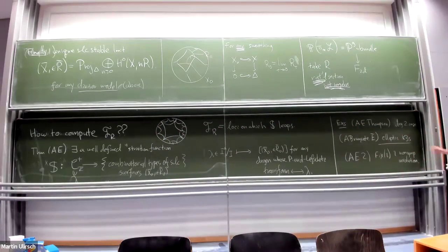For instance, this one has over 2 million boundary strata and 38 boundary divisors. There's a lot of interesting geometry.